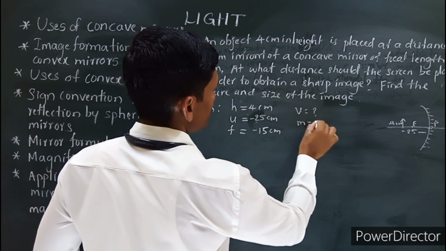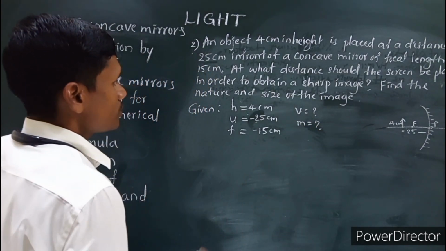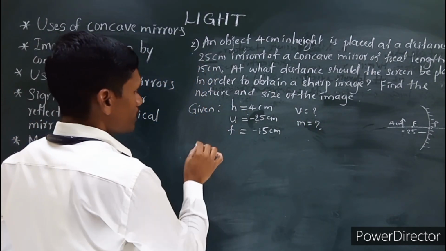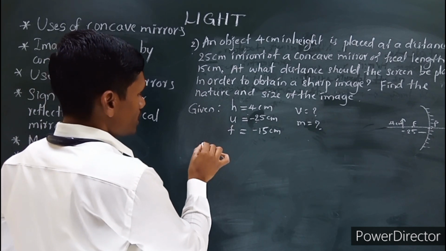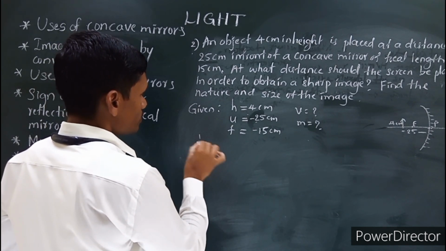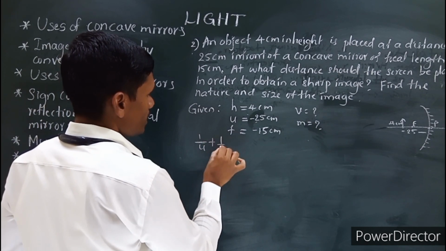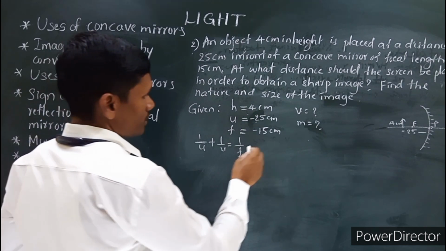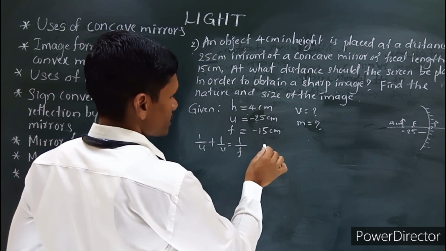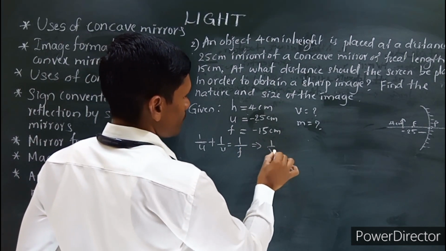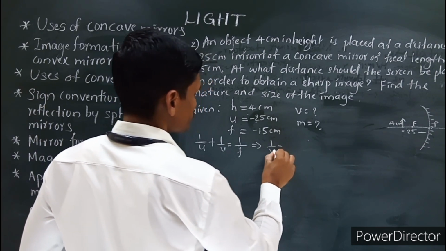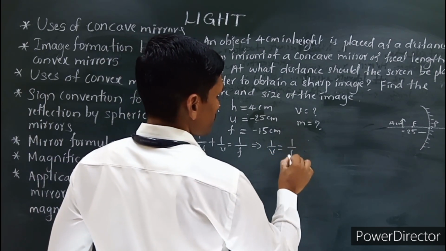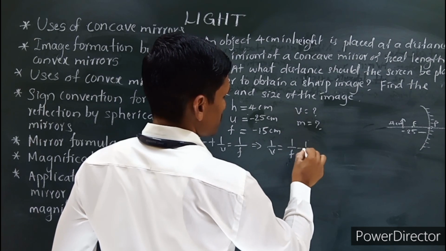Size, meaning magnification, is also asked, right? Now coming to the first one, the mirror formula. The mirror formula says 1 by u plus 1 by v is equal to 1 by f, right? Now here we want the image distance. This implies 1 by v will be equal to 1 by f minus 1 by u.